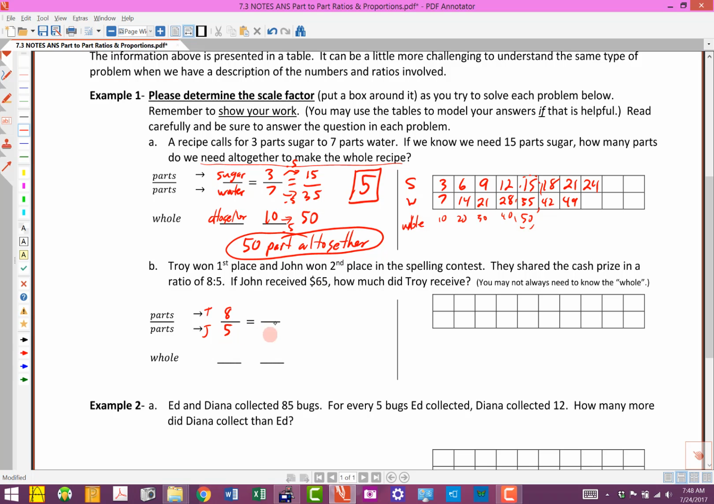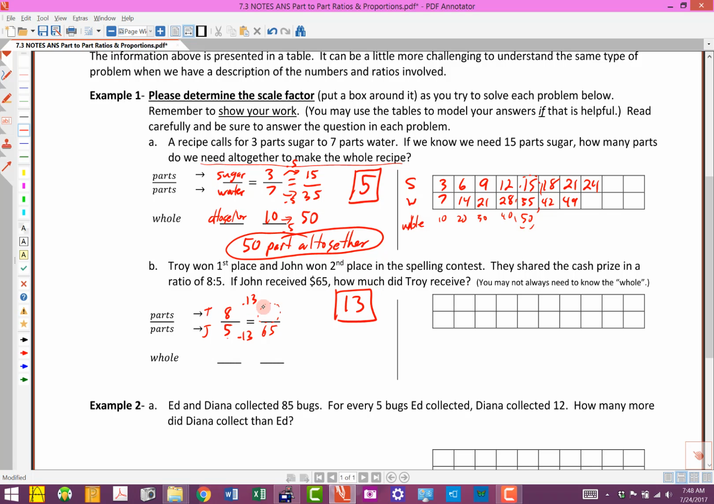So John received 65, so this is 65 right here. How much did Troy receive? So this is what we're after right there. That's what we want to know. Well, the scale factor right here, how would we go from 5 to 65? Well, we would times by 13. So we'll times by 13. So again, I'm going to put the scale factor in a box over here so I know what that is.